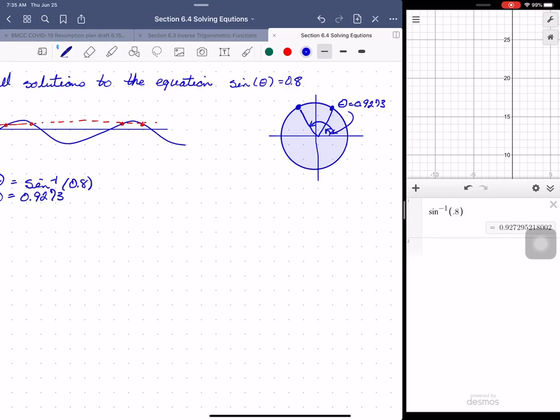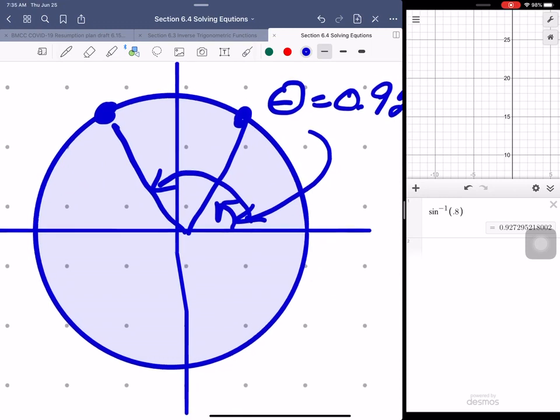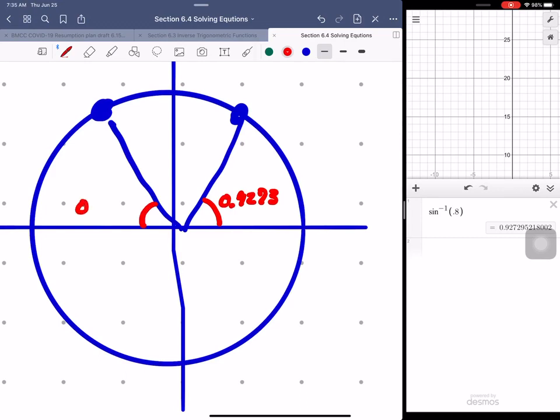How do I find the bigger one? Well, okay, I'm going to blow this up because I want to scribble on here. Here's the deal. This little angle here, and I'm going to clean this up a little bit. What we just found was this angle right here to be 0.9273. Symmetry tells me that this angle here is also 0.9273. Which means that I can find this angle from pi minus 0.9273.